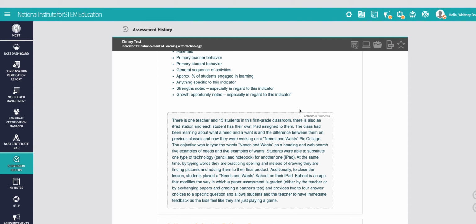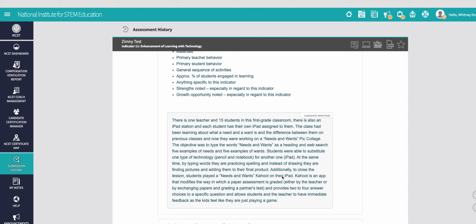Let's see, 15 students, first grade, iPad station and individual iPads. Difference between needs and wants. Do you think that's a learning standard? Like, do you think they're actually supposed to learn that? I'm very confused. At the same time, they're practicing spelling. Okay, so maybe there's an actual content standard in here.